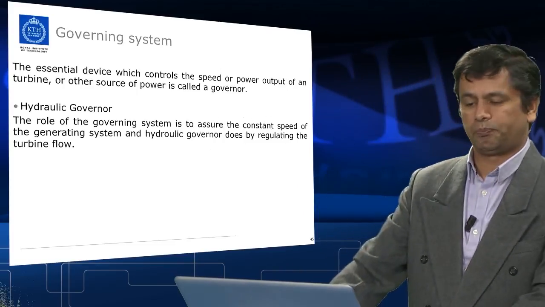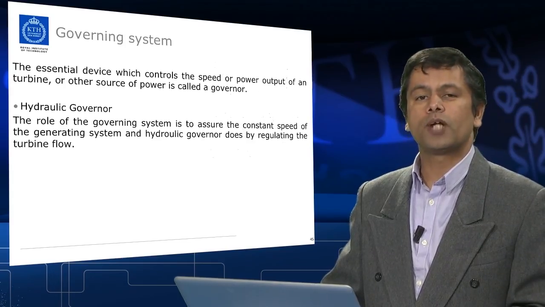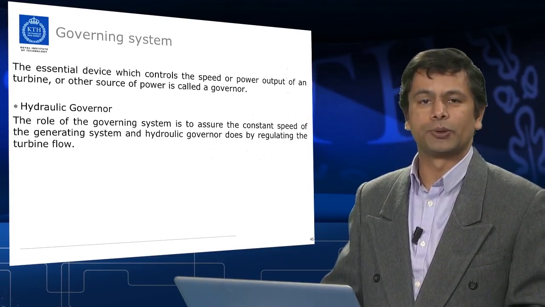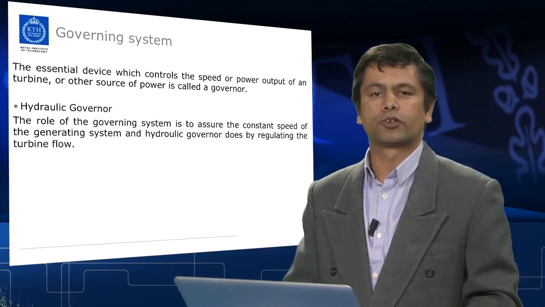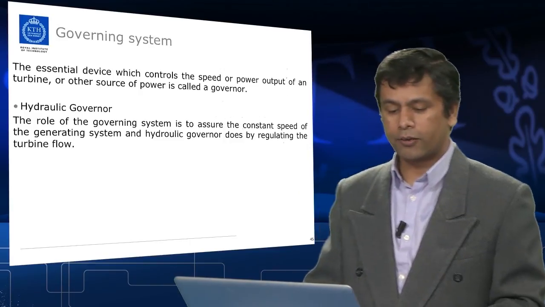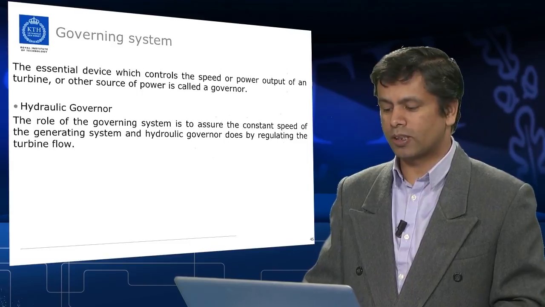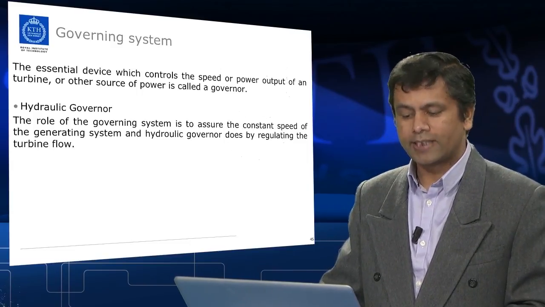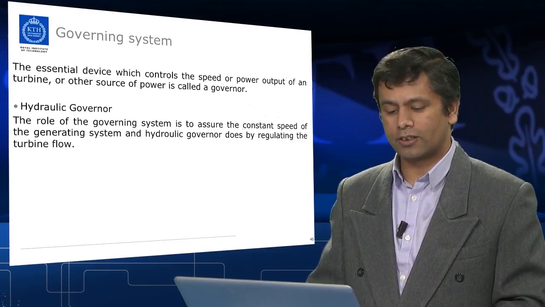Governing system. The governing system is basically an essential device which controls the speed or the power output of a turbine. And there are two kinds of governing systems that are used in hydropower. One is the hydraulic governor, and another is the electronic load governor. The hydraulic governor has a role to assure the constant speed of the generating system, and it does this by regulating the turbine flow.